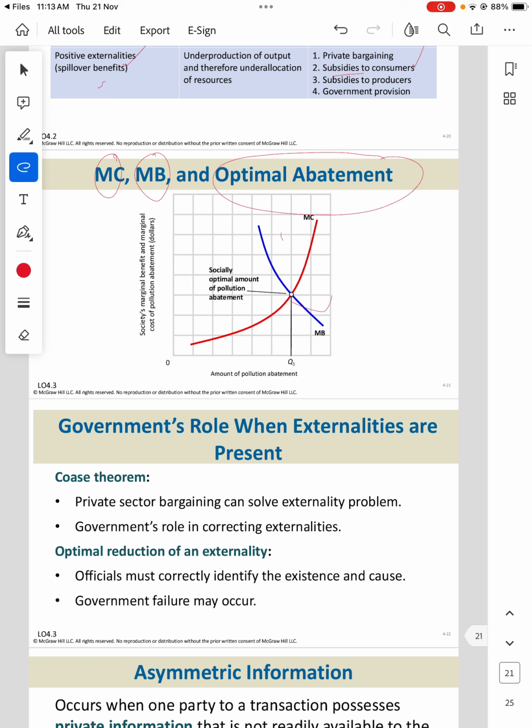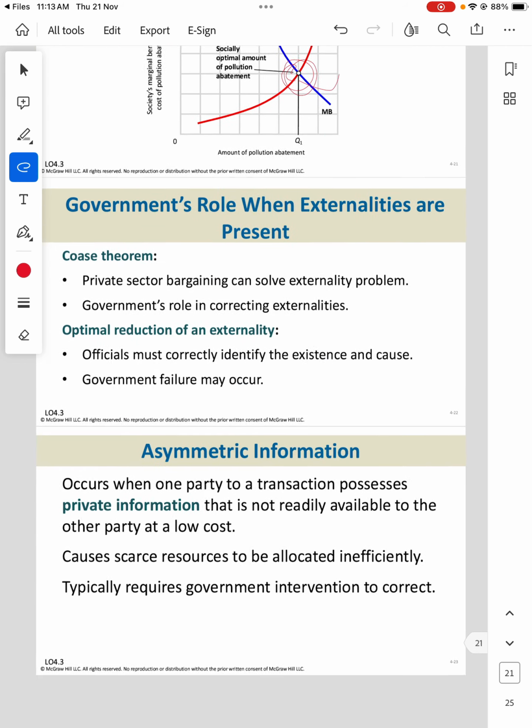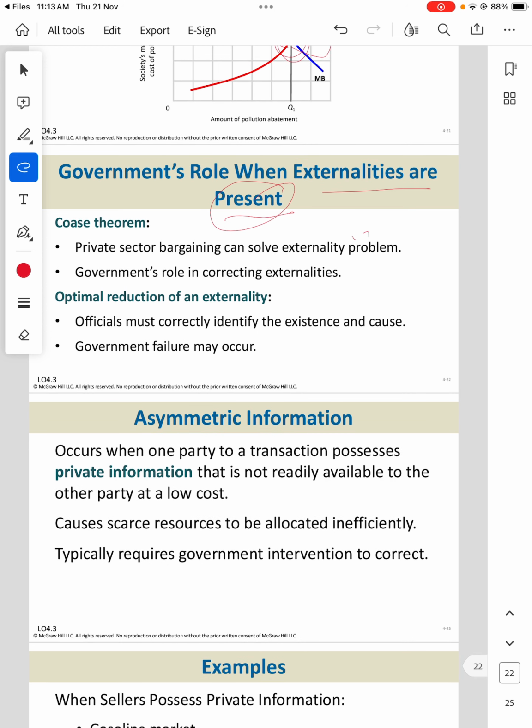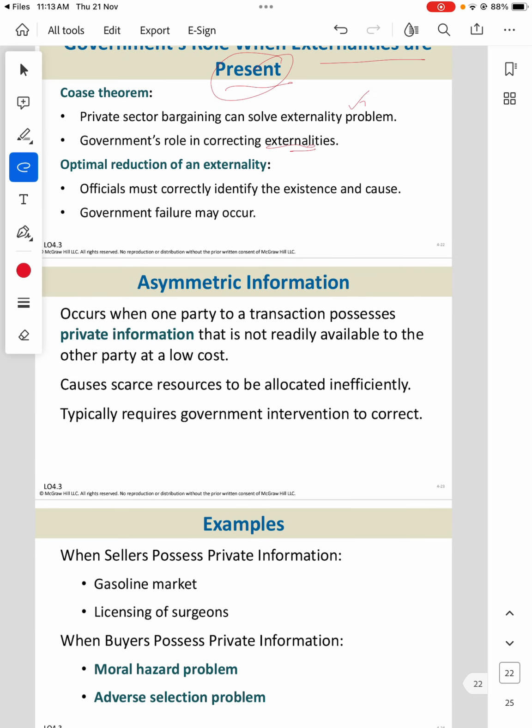This crossing point is called the optimal amount of pollution abatement. And what is the government's role when externalities are present? When externalities are present in the environment, the government needs to solve the externality problem by correcting externalities, introducing taxes and also subsidies, and also catering for the optimal reduction of externalities.